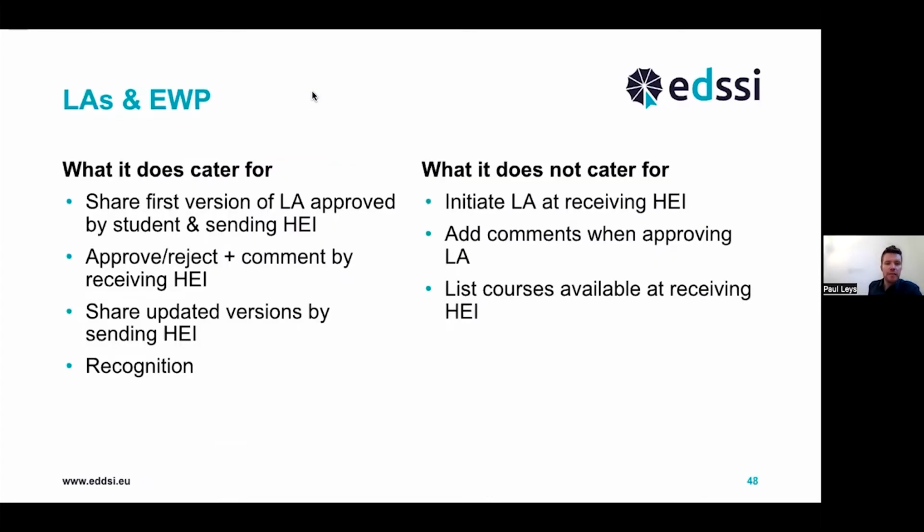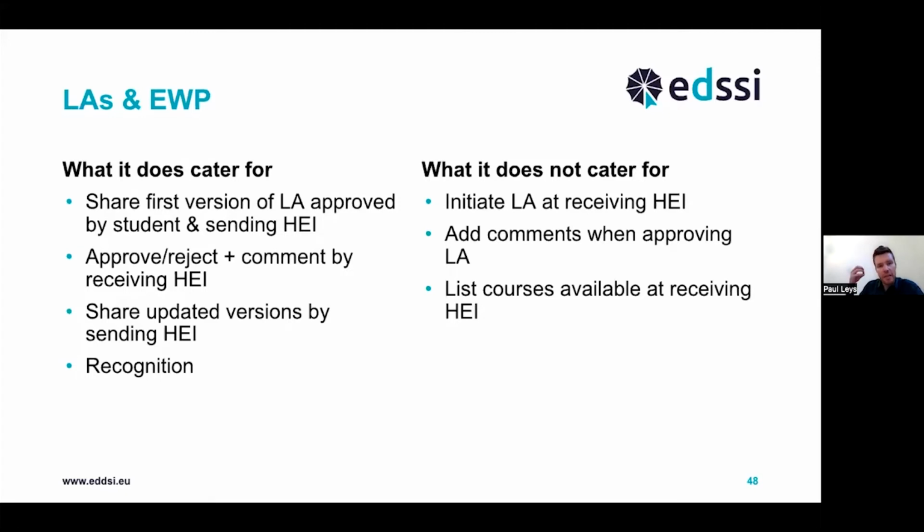And when we look at EWP, this process was introduced by EWP, which means that it is not possible to initiate the learning agreement at the receiving higher education institution. Like I showed before, the first step is student and sending institution. It's also not possible to add comments when approving a learning agreement. Extensive discussions on this point, but in the end, that was the decision.